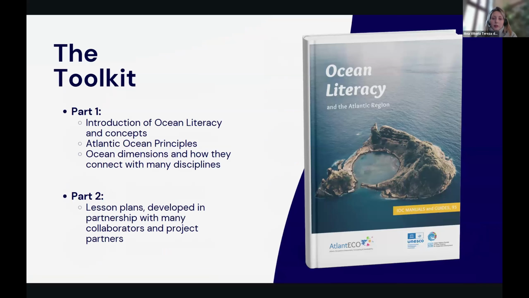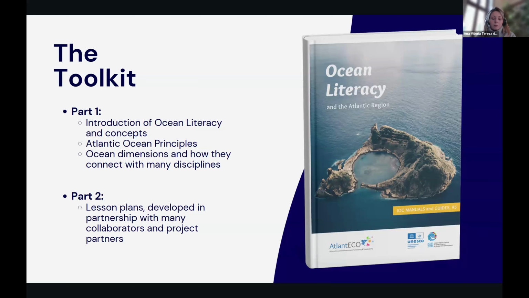And this toolkit is then divided in 2 parts. So we have a first part, which is more of an introduction to ocean literacy and its concepts. We also bring some overview on recent achievements on ocean literacy, recent events, recent declarations, such as the Venice Declaration for Ocean Literacy in Action. Also some important projects that were held in the past with important stakeholders that were involved. So here we have a big overview on this movement of ocean literacy, which is international and has many different people participating. We also have this section on the Atlantic Ocean Principles that brings especially the features of the Atlantic to the principles. And we have the ocean dimensions, as we call them, and how they can connect with the many disciplines. And I will show you how.